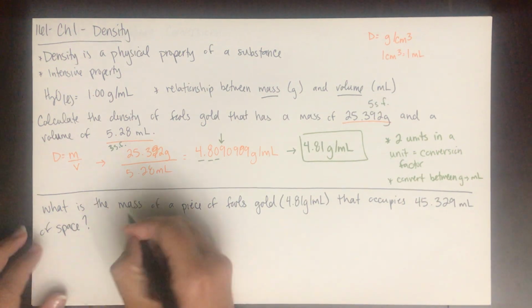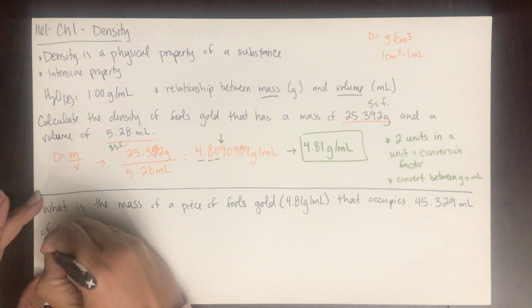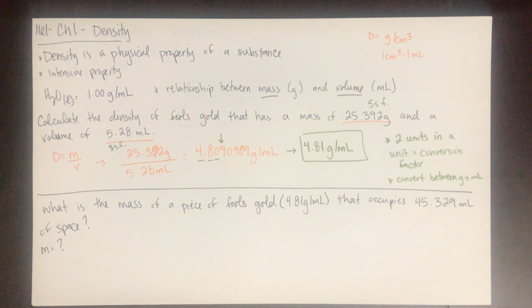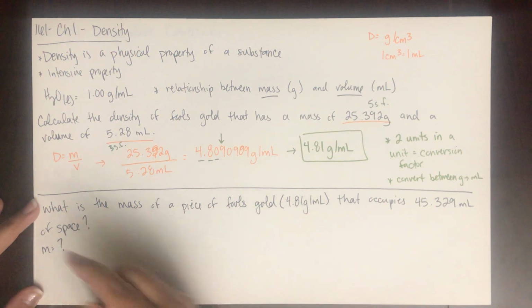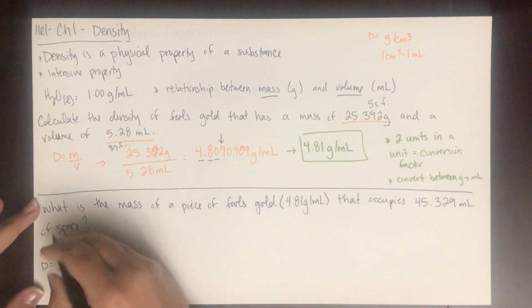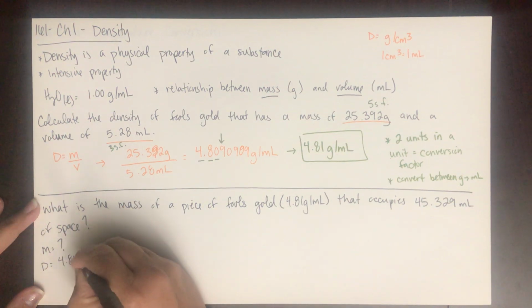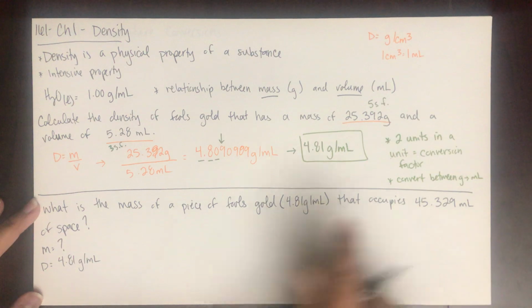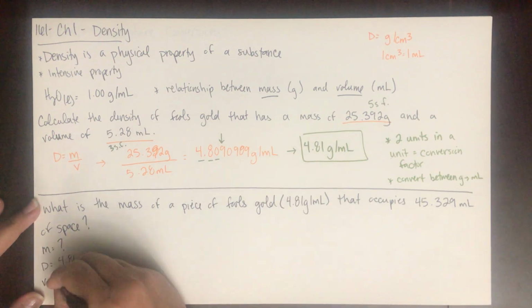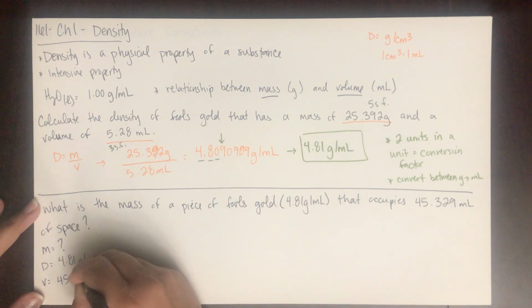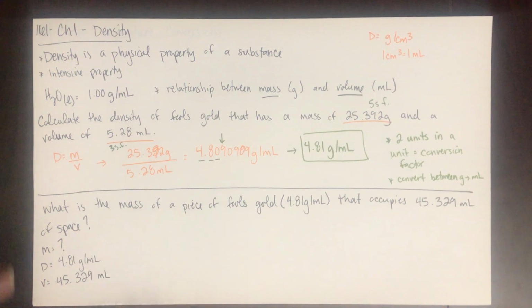So what is the mass? So I'm solving for mass. I don't know what the mass is. Of a piece of fool's gold, you're given the density. Density equals 4.81 grams per milliliter, and you're given the volume. Volume equals 45.329 milliliters. So, what is the mass?